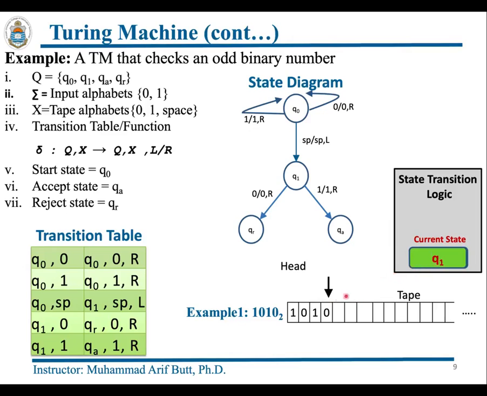So now the current state is Q1, the symbol is 0, so we read 0, write 0 over there, move to right, the head moves to the right cell and the state will be QR. So this string has been rejected by this TM. So that means this is not an odd number.